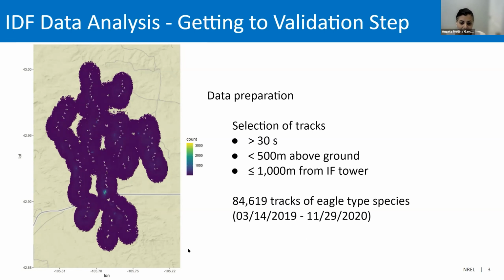So on the map here on the left, this is the study area, and all the detections by the IdentiFlight units are plotted over the study area. Yellow here represents the highest count of detections, and the purple represents the lowest count of detections. And here you can see that the detections by the IdentiFlight towers are covering most of the areas around the turbines in our study site.